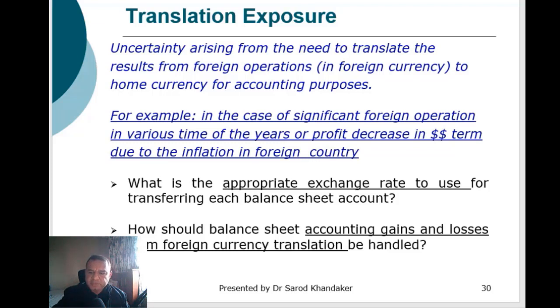For example, in the case of significant foreign operations at various times of the year, or profit decreases in terms of dollars due to inflation in the foreign currency. So for example, if Australia has a significant foreign operation in Vietnam and there are significant changes of the exchange rate throughout the year, that could be a translation exposure.